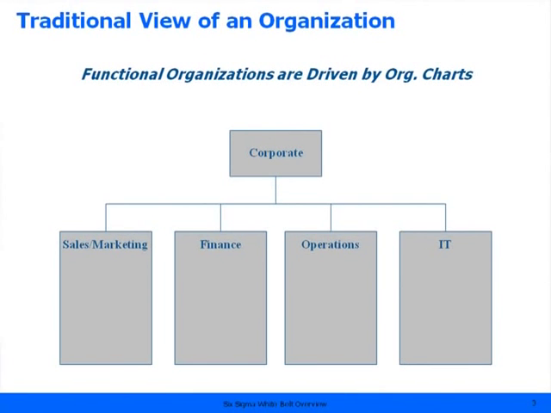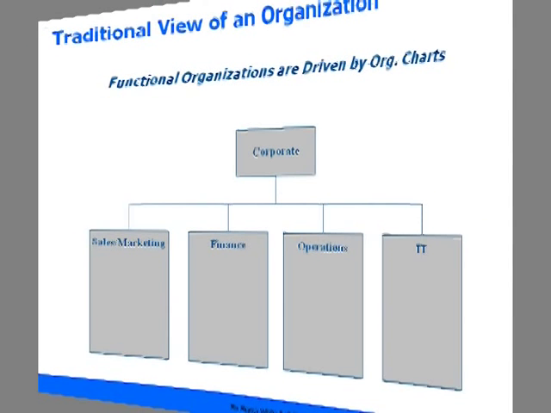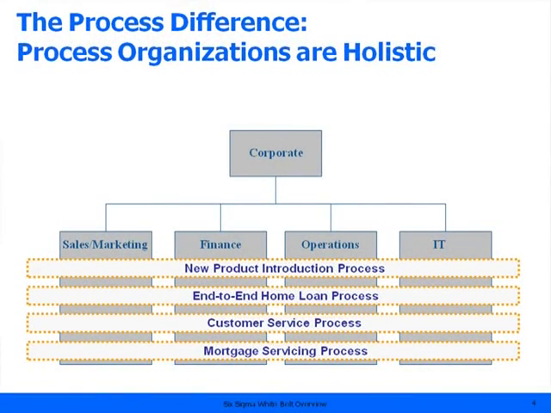So this slide shows you a traditional view of an organization. This is a functional organization run by organizational charts, and we have the corporate leadership, and then we have the different functions that are all in a silo type of organization. What a process organization looks like is we show how the processes meander from end to end through each one of these different organizations or silos in the organization.